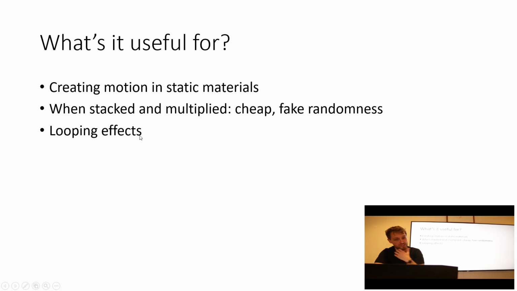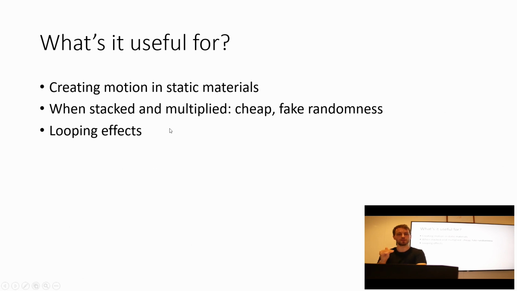So this technique is called UV scrolling. It's useful for creating motion in static material. So instead of moving the object itself, you can move the appearance of the object. Right, you don't want to move the whole sea to make waves. You just move the surface of the sea. In that case, it's a lot easier.